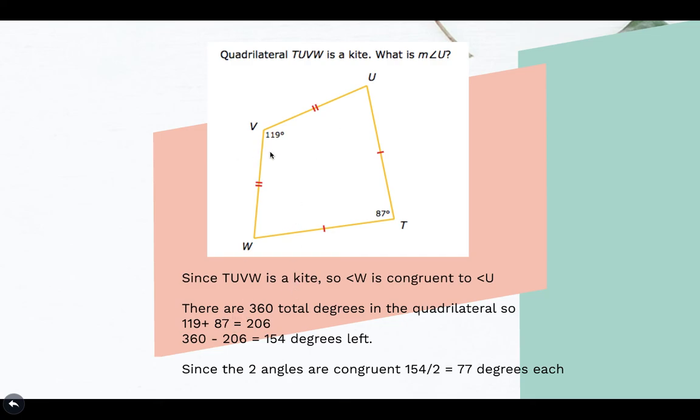What we should do is we know that we have 1, 2, 3, a four-sided quadrilateral, right? So we know that there's 360 degrees in a quadrilateral. So we can add up 119 degrees plus 87 to give us 206 degrees. So if we have 206 degrees out of 360 total, let's find out how much we have left. So if we do 360 minus 206, we'll get 154 degrees left in this quadrilateral. But we need to split it up equally into two more angles. So we take 154 and we divide it by 2. So we get that angle U and angle W will be 77 degrees each. So angle U is equal to 77 degrees.